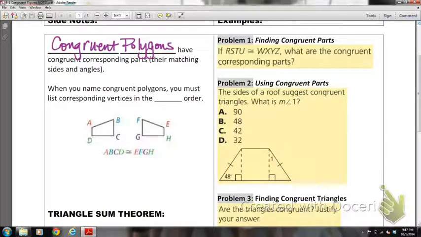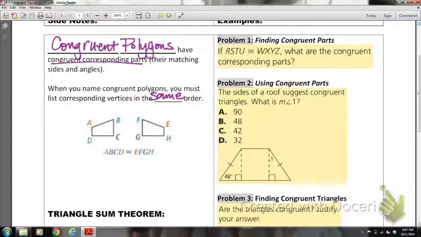Congruent polygons have congruent corresponding parts, which means their matching sides and angles are all congruent. So when you have congruent polygons and you name them, you must list the corresponding vertices in the same order when you name them. So in this example, we have polygon ABCD is congruent to polygon EFGH. So the way you name the first figure determines how you name the second figure, because the second figure has to be named in the same order of corresponding vertices that you named the first one.